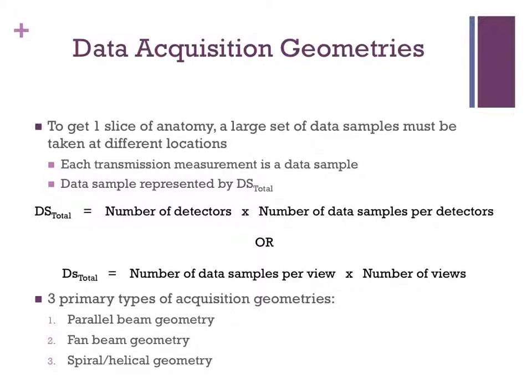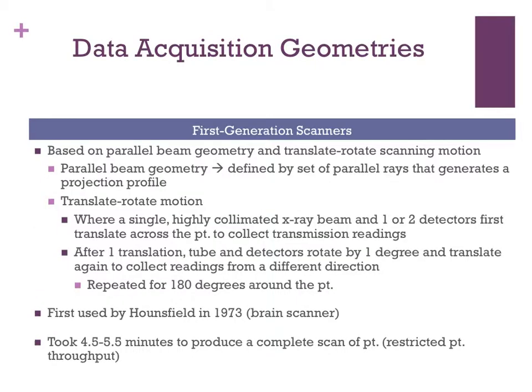There are three primary types of acquisition geometries, which are parallel beam geometry, fan beam geometry, and spiral or helical geometry. As a result of these types of acquisition geometries, a categorization of CT equipment has evolved based on the scanning geometry, scanning motion, and the number of detectors. We are going to discuss the 7 generations of CT scanners in these next few slides.